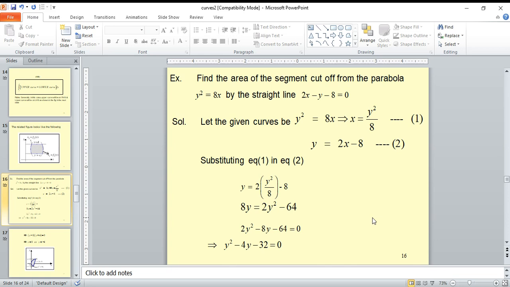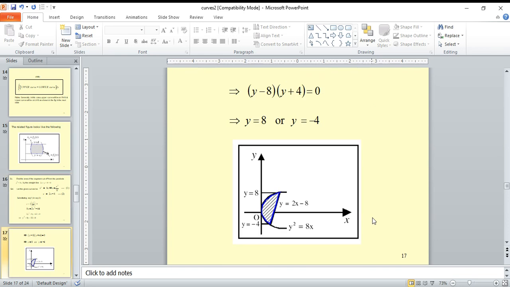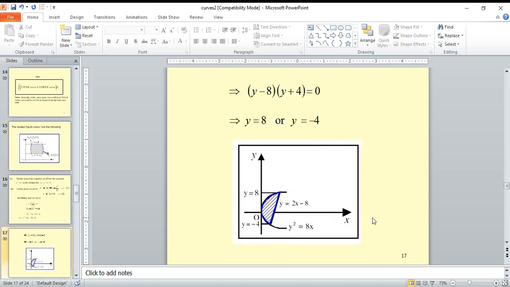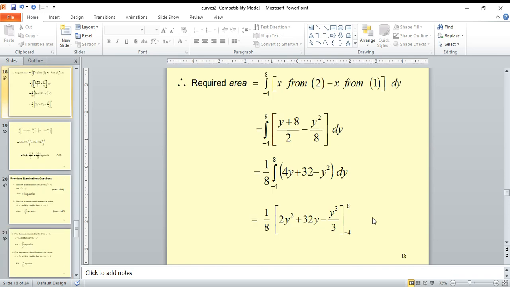y square minus 8y minus 4y plus 4y, 8 minus 8y minus 8y plus 4y minus 32 equal to 0. In that, y minus 4 into y minus 8 into y plus 4 equal to 0. This gives y equal to 8 and y equal to minus 4. So here lower interval is minus 4, upper interval is plus 8. We get lower interval and upper interval.